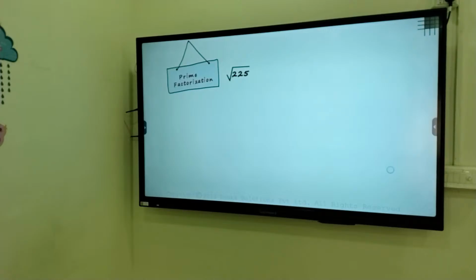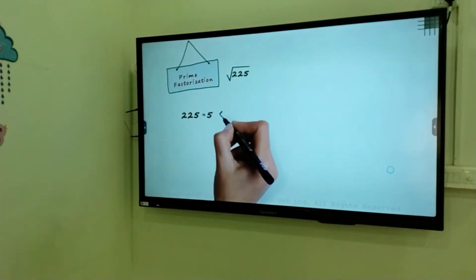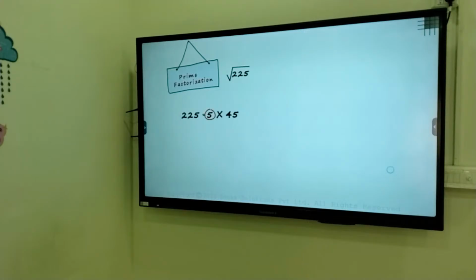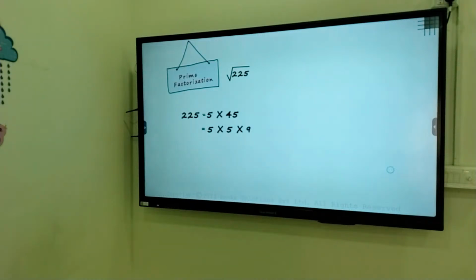So let us start reducing the number 225 into prime factors. Prime factors are factors of this number which are prime. We can write 225 as 5 multiplied by 45. 5 is prime, but 45 isn't. So let's reduce 45 further and write 225 as 5 times 5 times 9.